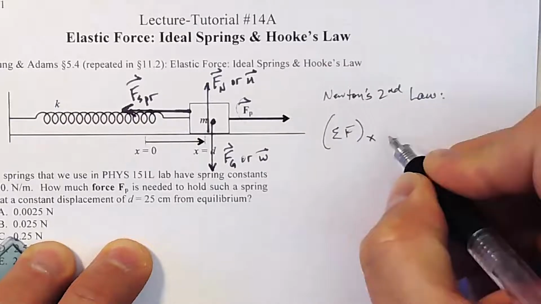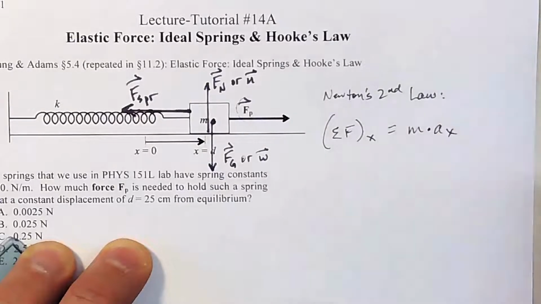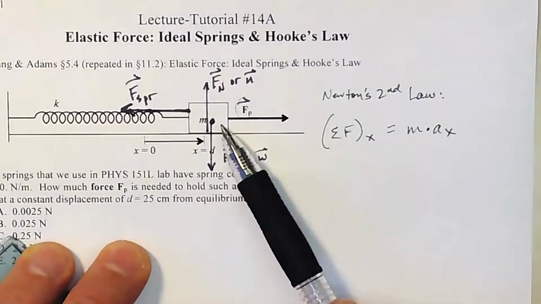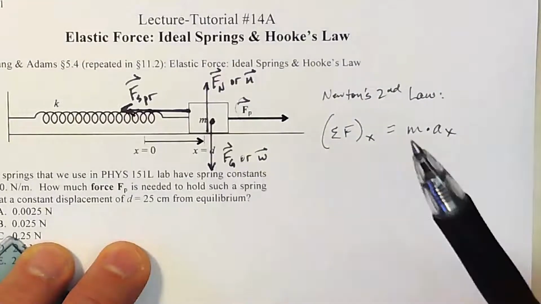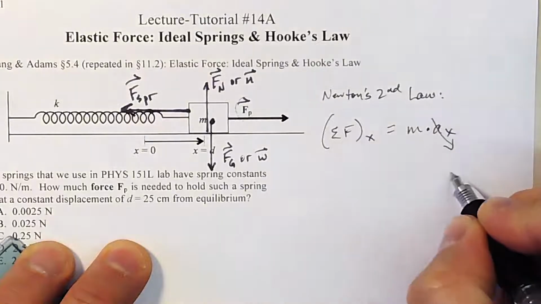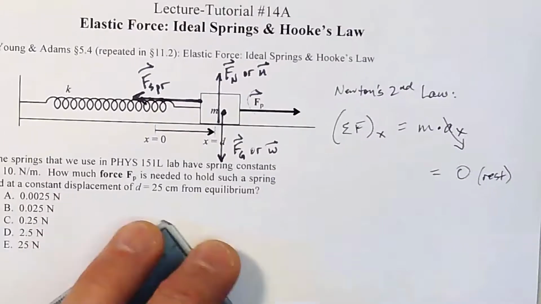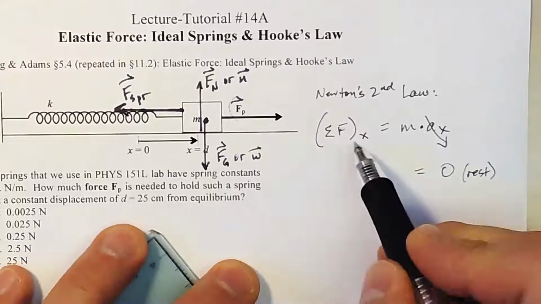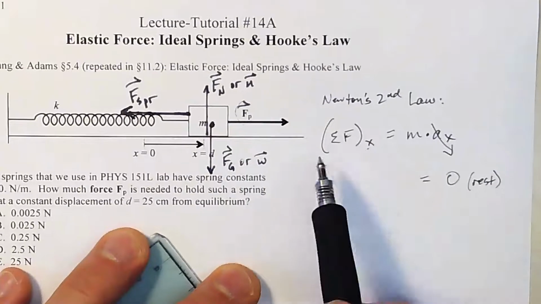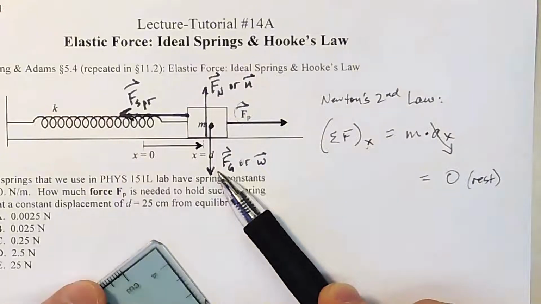So let's look at the x components. Now, if we're holding this mass at rest at this location, then what that means is this right-hand side here is just going to be 0, right? In other words, it's a static situation. And on the left-hand side, we have the x components of all of the forces. So the normal force and the weight have no x component at all. We can just see by inspection.